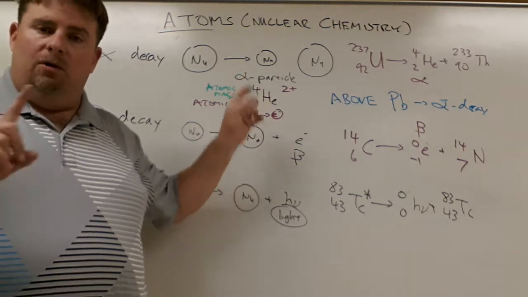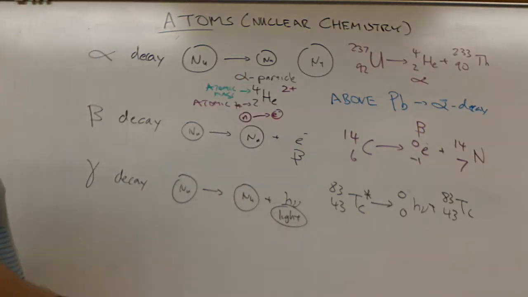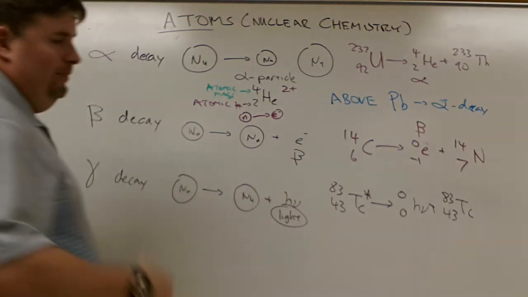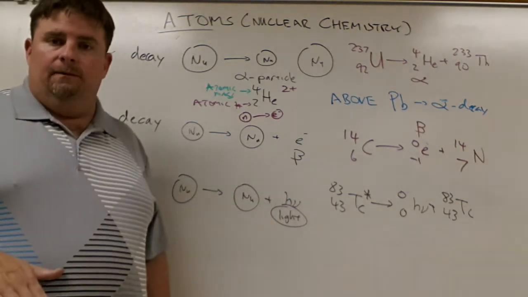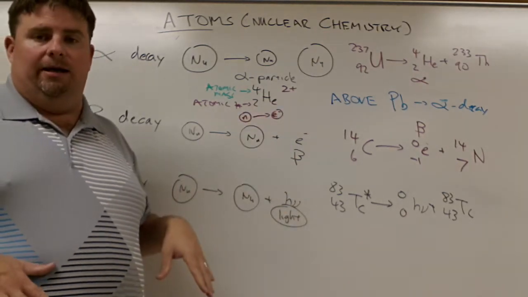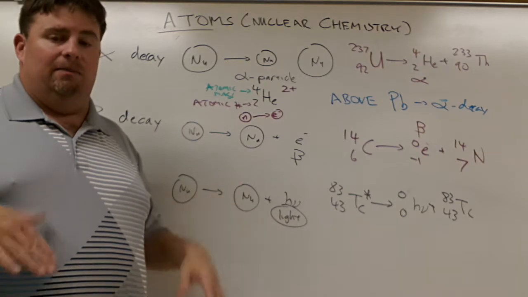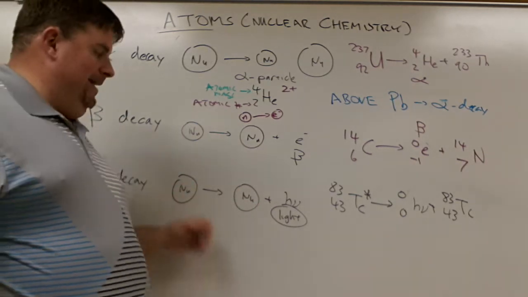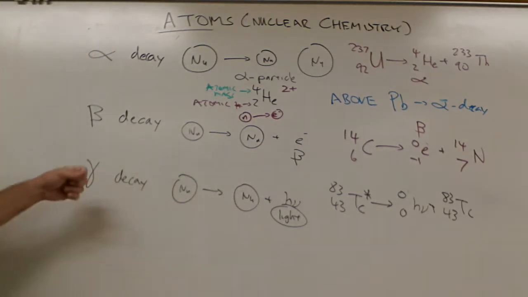One thing I did want to mention about beta decay, actually a couple of things about beta decay. Beta decay can happen above and below the lead barrier. Okay? So anything that's below lead is going to go through beta decay. Anything that's above lead goes through alpha and beta decay. And anything on the periodic table that's radioactive can emit gamma radiation.